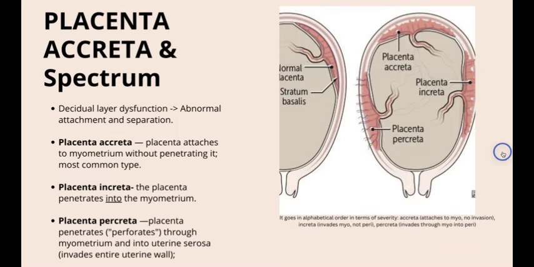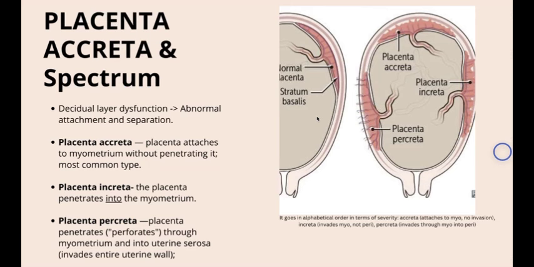Now I just want to talk to you about placenta accreta and the spectrum. So this is where the placenta doesn't really sit where it's supposed to and goes a lot deeper. It's an abnormal attachment. So there's placenta accreta through to placenta percreta. And a good way to remember these is the alphabetical order they go in represents how deep they go. So placenta accreta, the most common type, attaches to the myometrium without penetrating it.